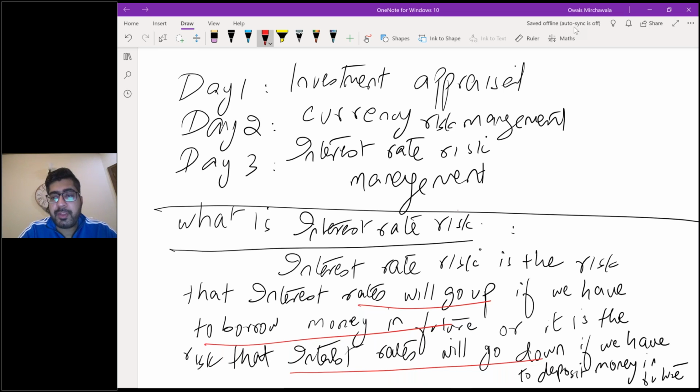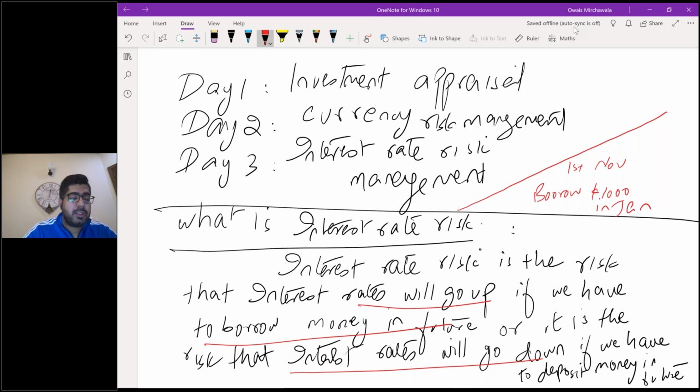For example, today is 1st November, and you plan to borrow money from the bank in January. You would always have this fear in mind that till January the interest rates may go up. That is what interest rate risk is, the risk that rates may go up.